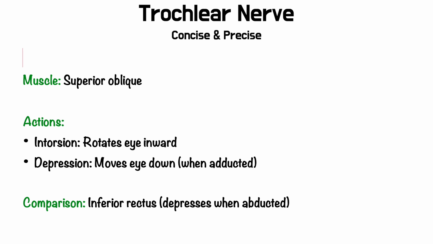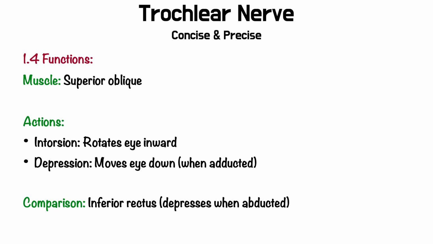So the function of the trochlear nerve is that it supplies the superior oblique, as we have talked earlier, and the actions of this muscle are intorsion. It rotates the eye inward, like towards the nose, and depression moves the eye downward when adducted.